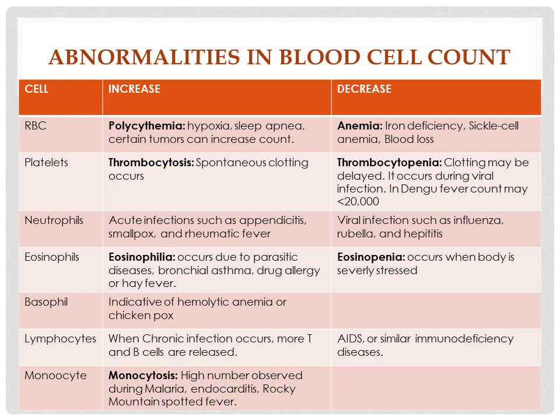Next is basophils. I already told that basophils are less than 1%. So if a sudden increase happens when there is a chronic infection, it indicates certain hemolytic anemia or chicken pox.